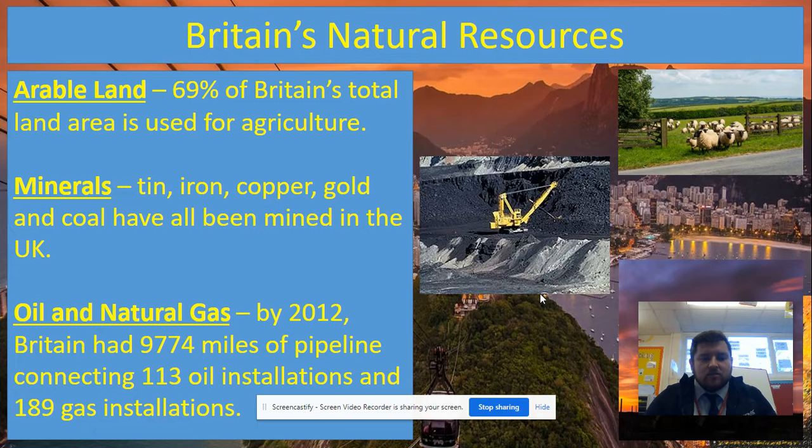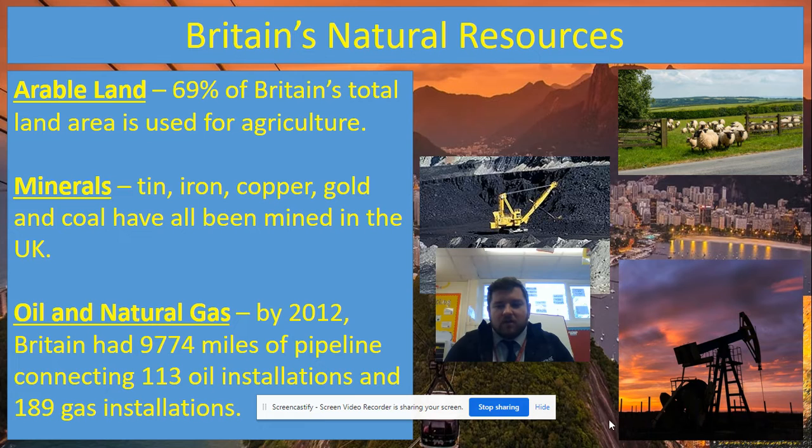Oil and natural gas. By 2012, Britain had 9,774 miles of pipeline connecting 113 oil installations and 189 gas installations. And if I move my picture here, this is an oil or a gas installation. And they're drilling into the earth to get oil and gas. And oil and gas can both be used for fuel, and that fuels cars or machines, and that's why they are so valuable.